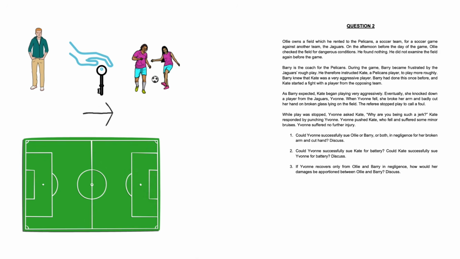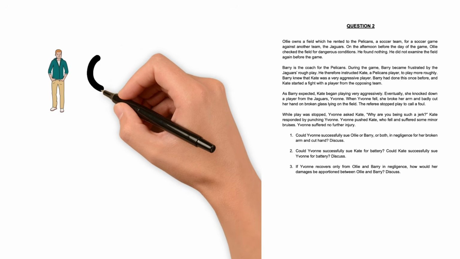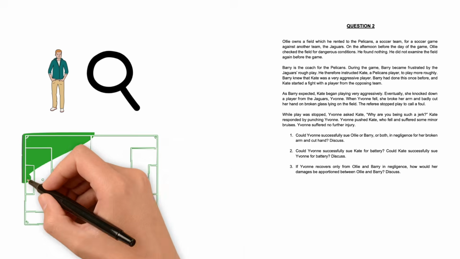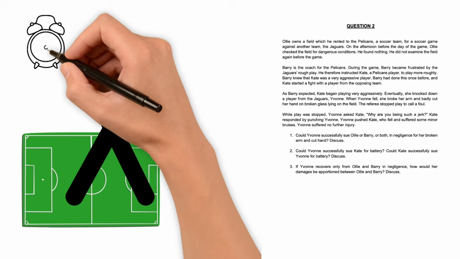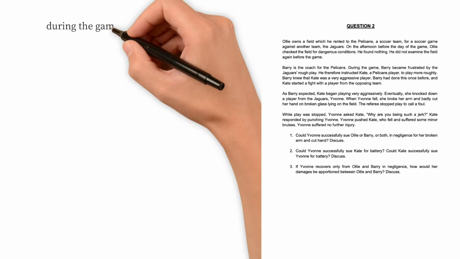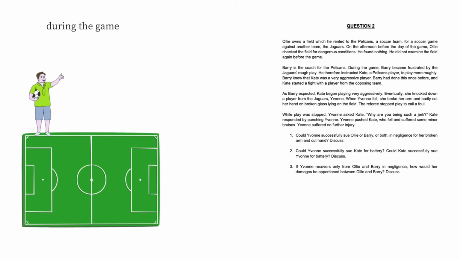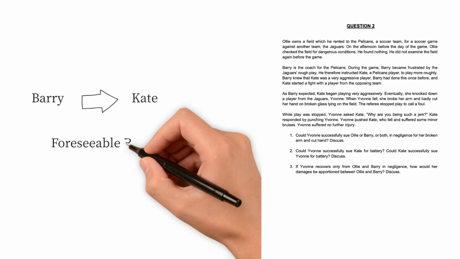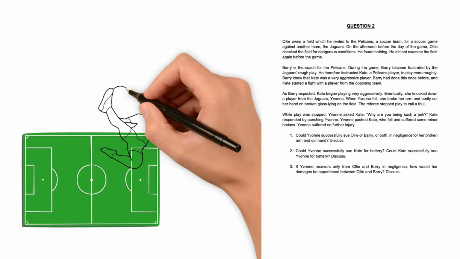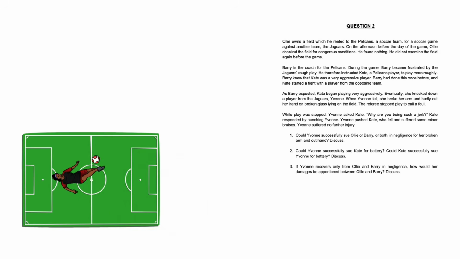The afternoon before the game, Ollie inspects the field for dangerous conditions and finds nothing. But he does not inspect again before the game. During the game, Barry, the Pelicans coach, gets frustrated with the Jaguars players and tells Kate, his player, to play more roughly, knowing she is very aggressive. As expected, Kate begins playing very aggressively and eventually knocks down Yvonne, a Jaguars player. When Yvonne falls, she breaks her arm and badly cuts her hand on broken glass on the field.